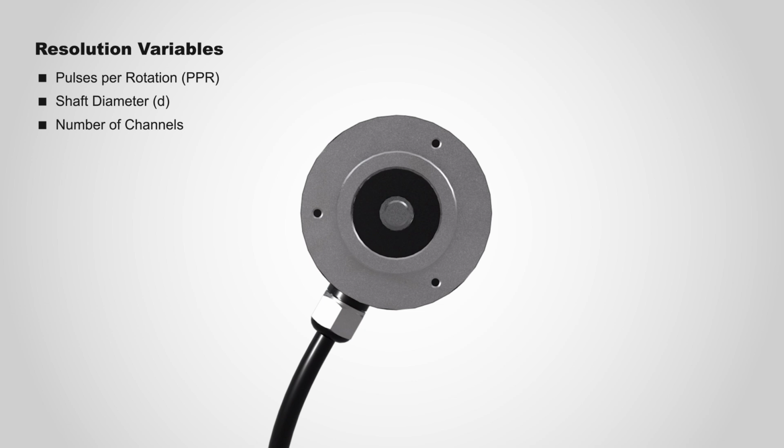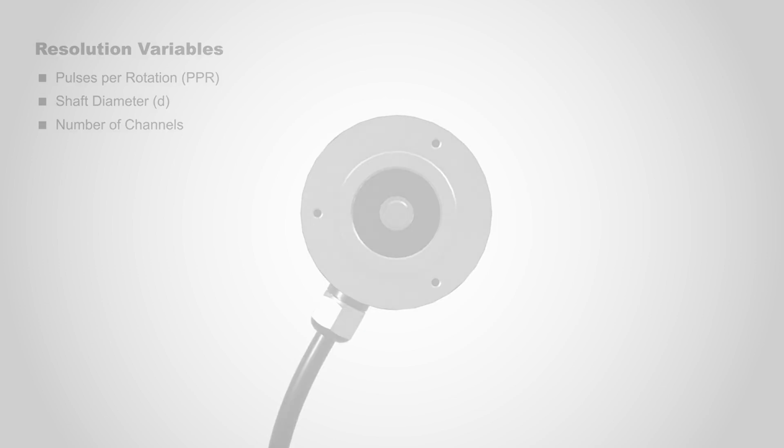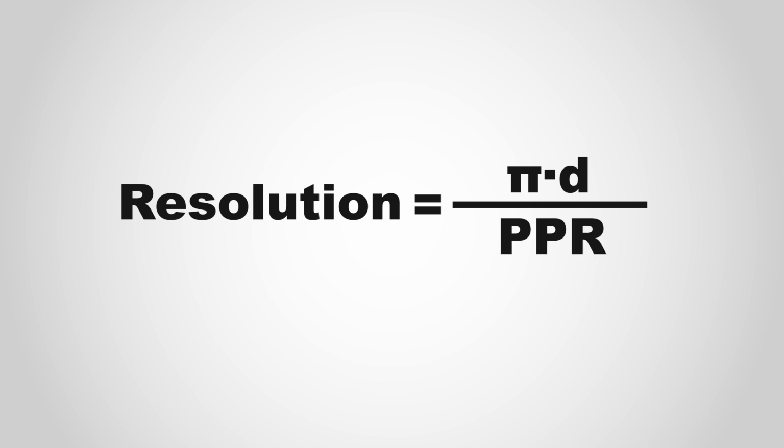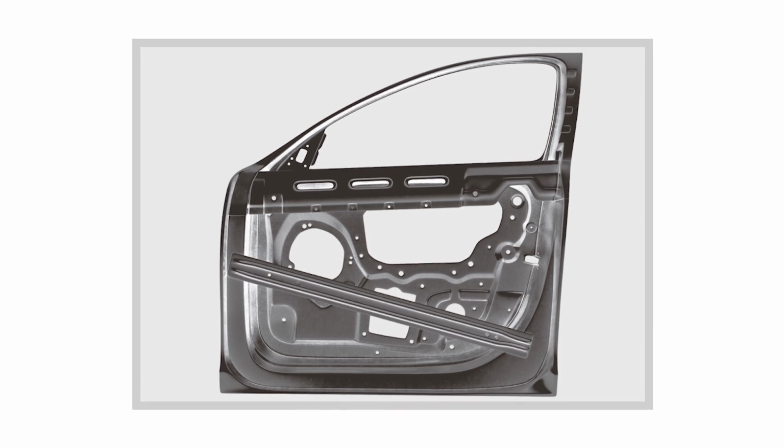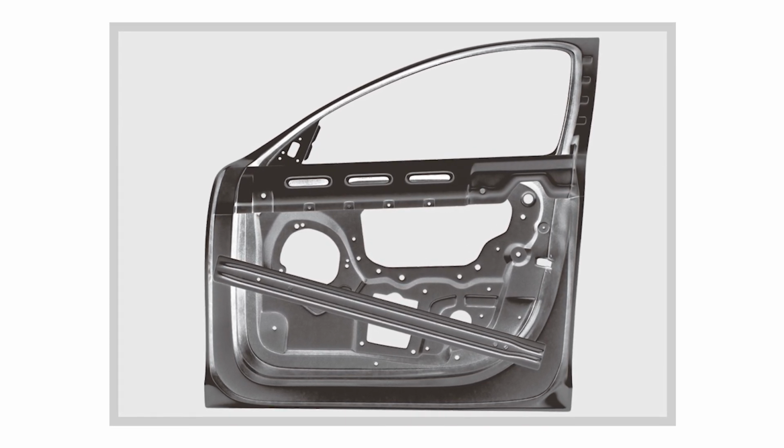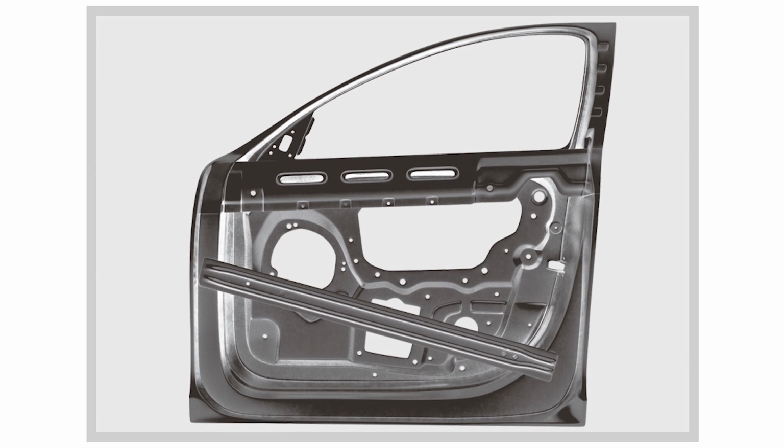You can find the PPR and encoder shaft size in your encoder's datasheet. To calculate the resolution of your encoder, or the distance in millimeters between each pulse, divide the circumference of your encoder shaft by the number of pulses in a revolution. The smaller the parts or features you are looking to inspect, the higher your encoder resolution should be. Your minimum feature size will be the smallest detail that you are trying to inspect on a part.